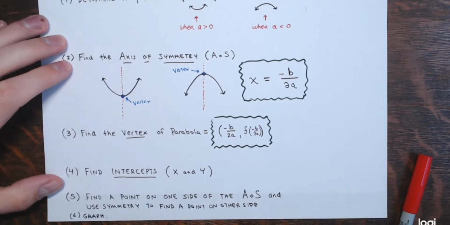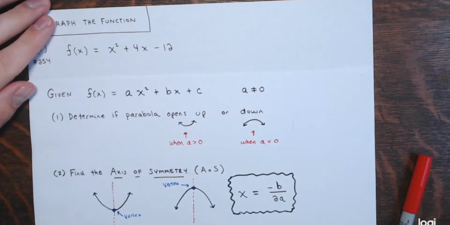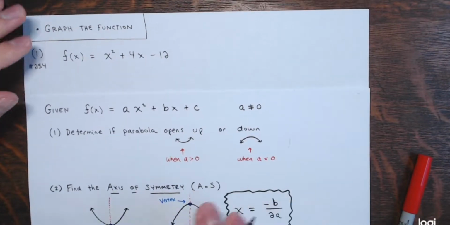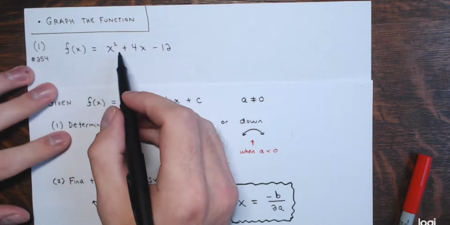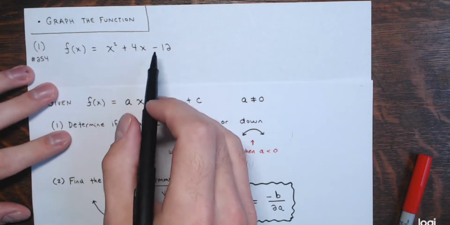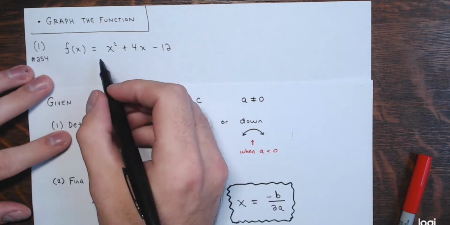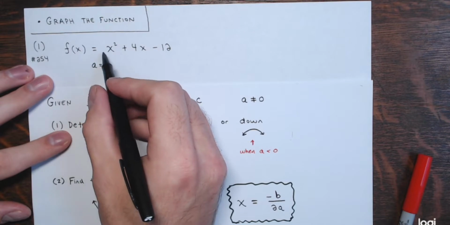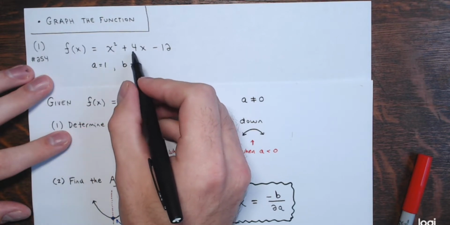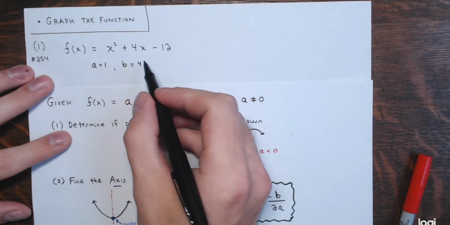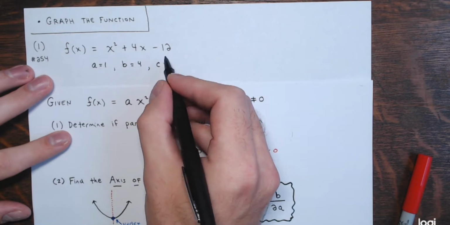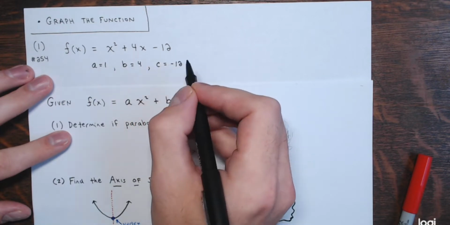All right, so looking back here, example 1. Notice it's in that standard form, f of x equals ax squared plus bx plus c, like I have here. The value of a would be positive 1, the coefficient of x squared. The value of b would be positive 4, the coefficient of x to the first, the linear coefficient. The value of c is the constant term, negative 12.